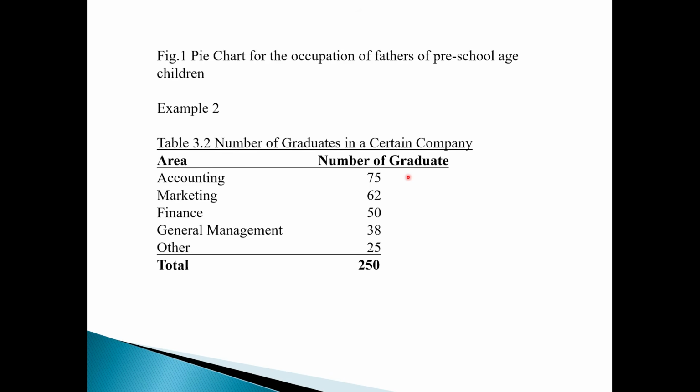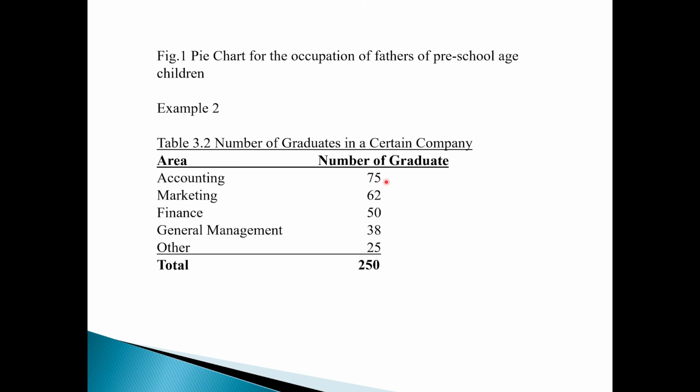You don't know how many degrees for accounting, how many degrees for marketing, how many degrees for finance. So you should first know the percentages of each category. How many percent of graduates belong to accounting? You only know it's 75 graduates, and a total of 250, right? So how will you know how many percent accounting represents?